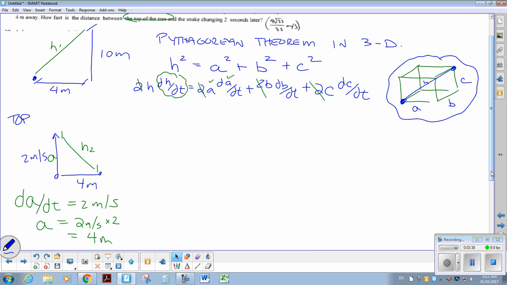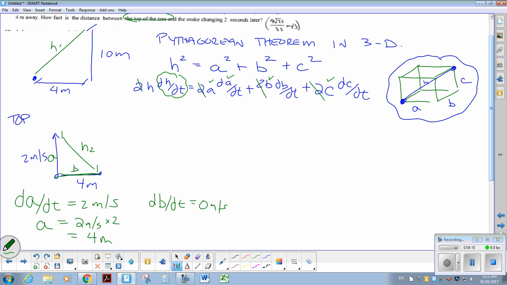Now, B. Let's call B the distance from the snake's path to the tree. We know the B value, it's 4 meters. How is the B value changing here? When you look at how it's changing, dB by dt, that distance is not changing at all. So dB by dt is going to equal 0, because the snake is traveling perpendicular to the path.